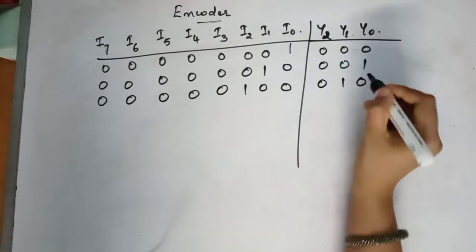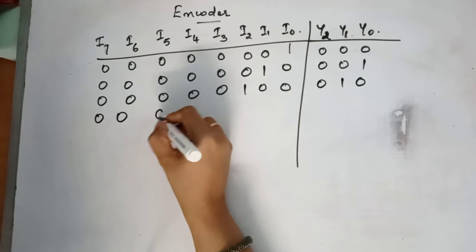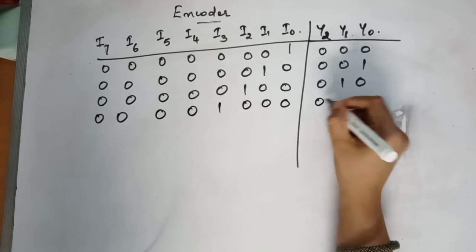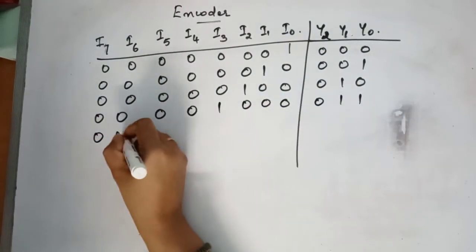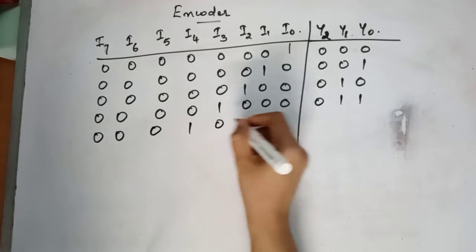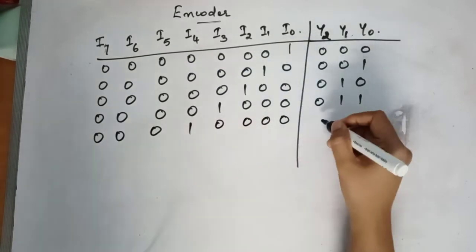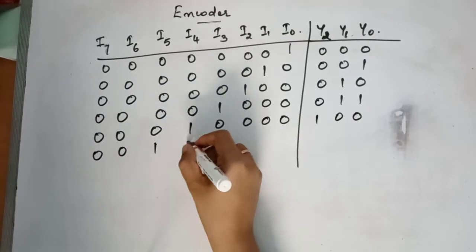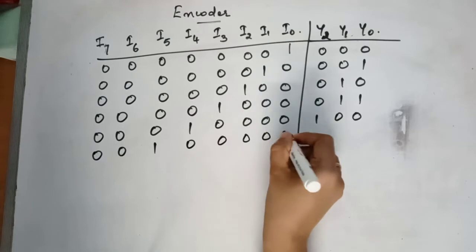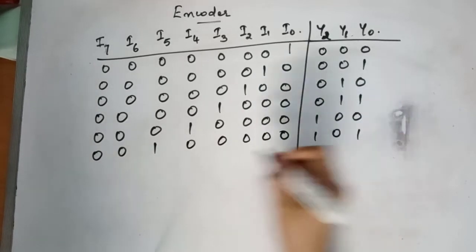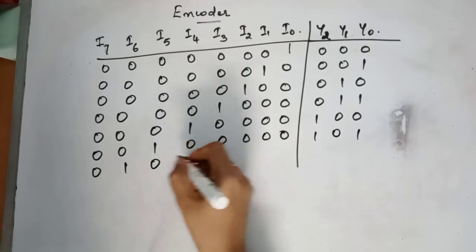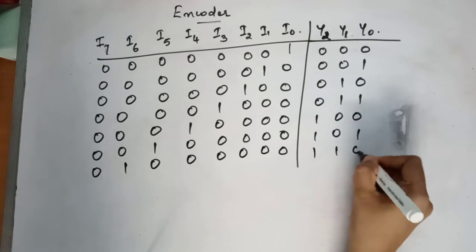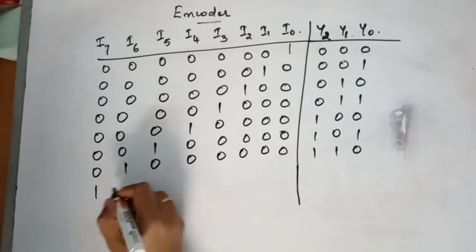Output is 2. I3 is 1. Output is 3. I4 is 1. Output is 4. I5, 5, 6, 7.